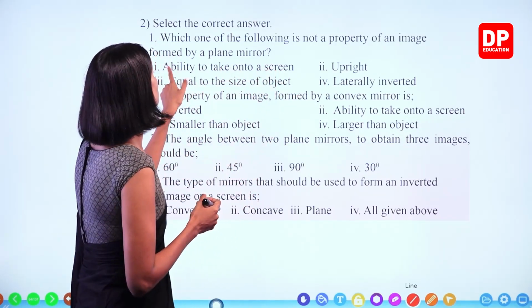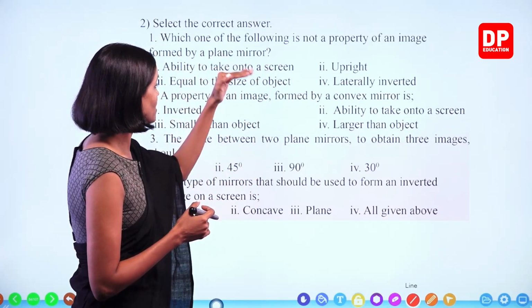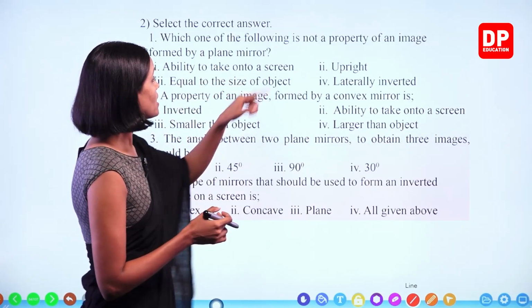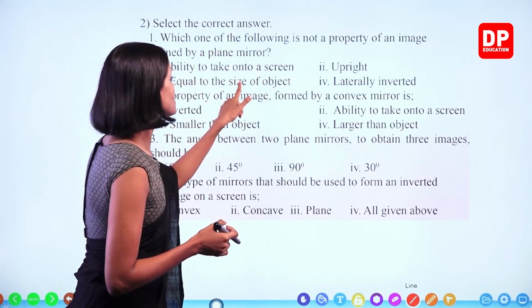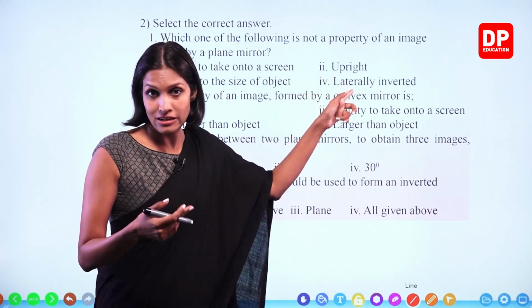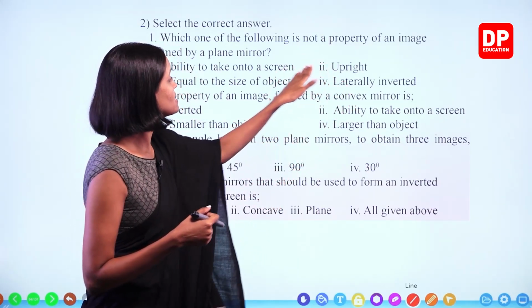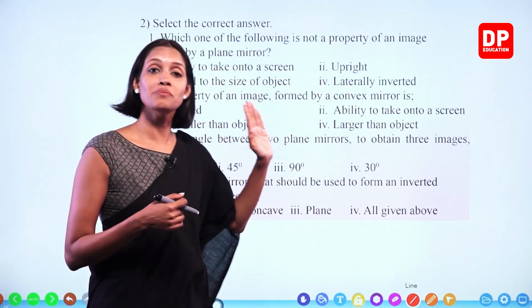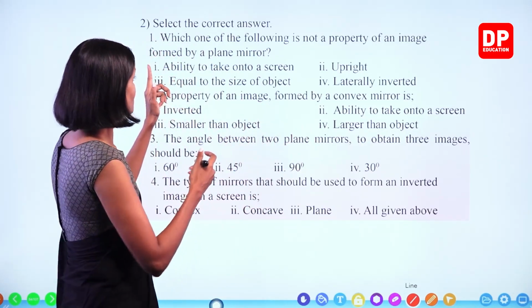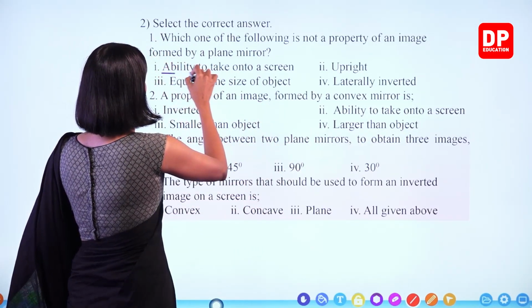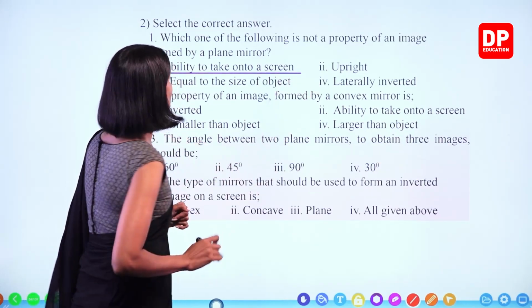No. So ability to take onto a screen is the answer, but we are going to go through the rest too. Upright, equal to the size of the object, and also laterally inverted too, right? All these are characteristics of images formed by plane mirrors. The not a characteristic is this, right?